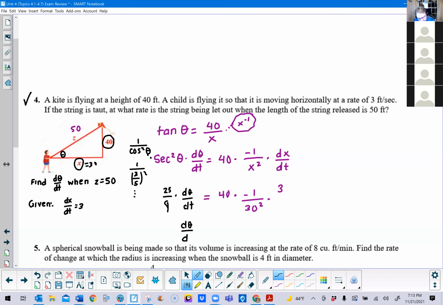I think you guys could all probably handle this, but it's whatever you get when you take 40 times -1 over, well, 30 squared is 900 times 3, and then times the 9 over 25. Right? Because remember, you're going to multiply by its reciprocal. And there's a lot of simplification that's going to work there. I mean, my goodness, the 9 and the 900, that'll wipe each other out to be 1 over 100 pretty quickly. But there's an answer in there for you that I hope will help out there.